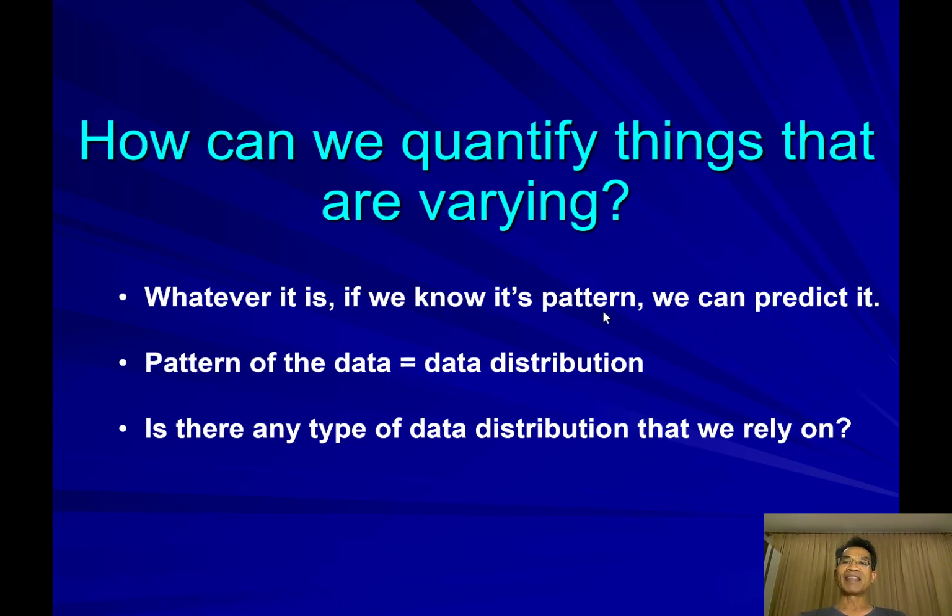How can we quantify things that are varying? Whatever it is, if we know its pattern, we can predict it, right? If the pattern is stable, it's easy to predict because it will be the same as the previous one. For example, the temperature of this city is the same the whole year, so we know what the temperature is in May, for example.